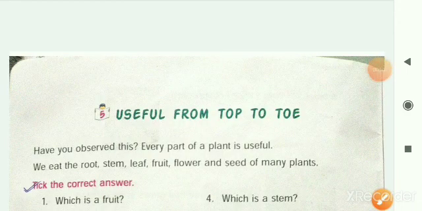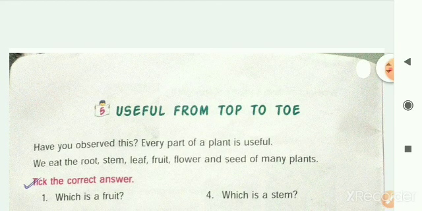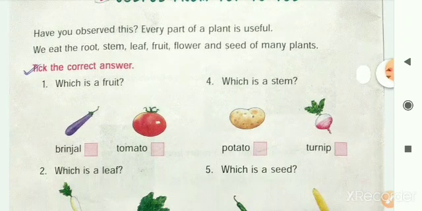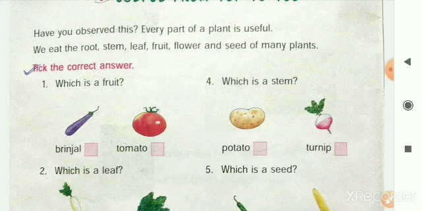So after lesson number 4, let's continue to our next lesson, lesson number 5, Useful from Top to Toe. So have you observed this? Every part of a plant is useful. Yes, we eat the root, stem, leaf, fruit, flower and seed of many plants. Take the correct answer. Which is a fruit?